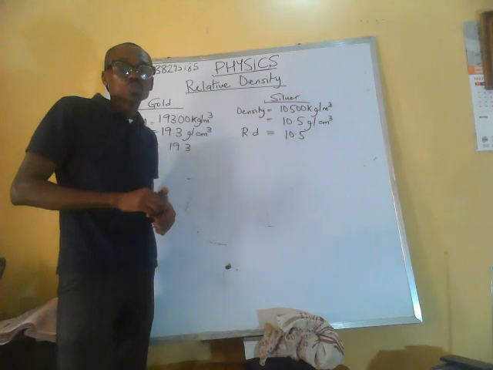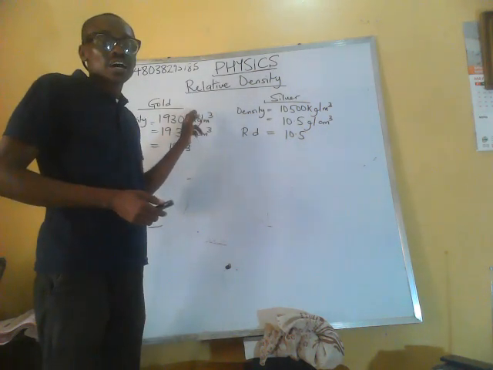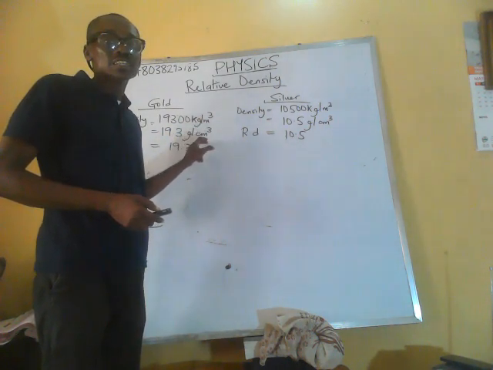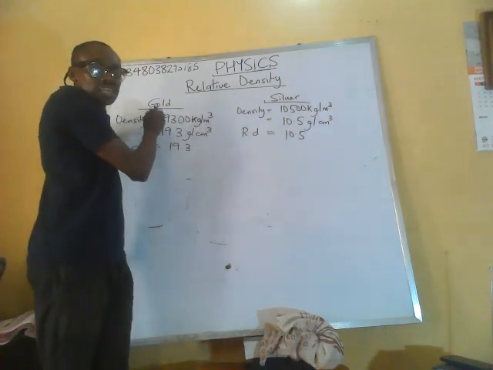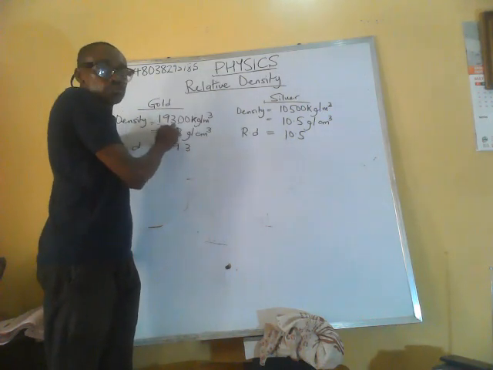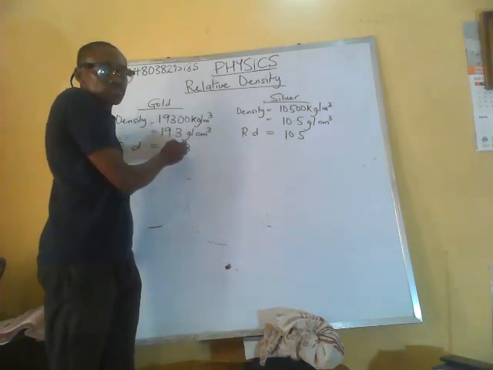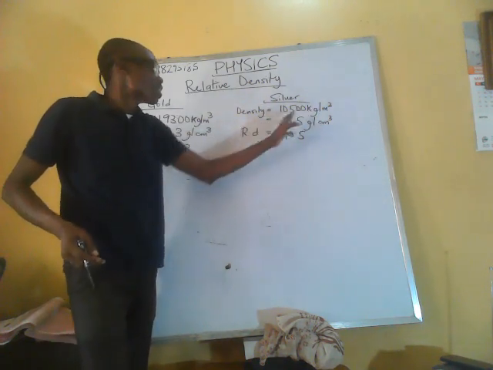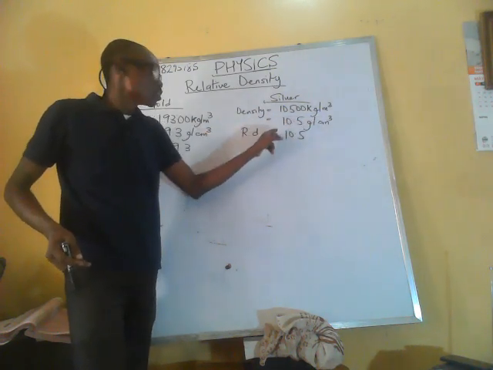So right now we want to look at density in kilogram per cubic meter and density in gram per cubic centimeter and the relative density. We're going to look at gold and silver. The density of gold is 19,300 kilogram per cubic meter. The density of gold is 19.3 gram per cubic centimeter. The relative density of gold is 19.3. For silver, the density is 10,500 kilogram per cubic meter, 10.5 gram per cubic centimeter. The relative density of silver is 10.5.